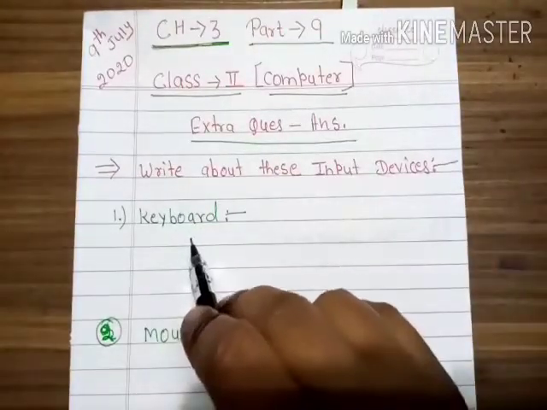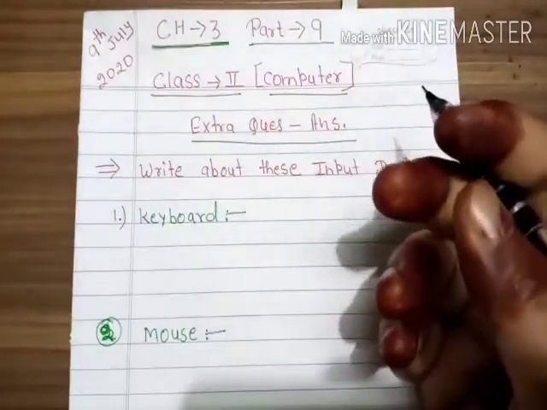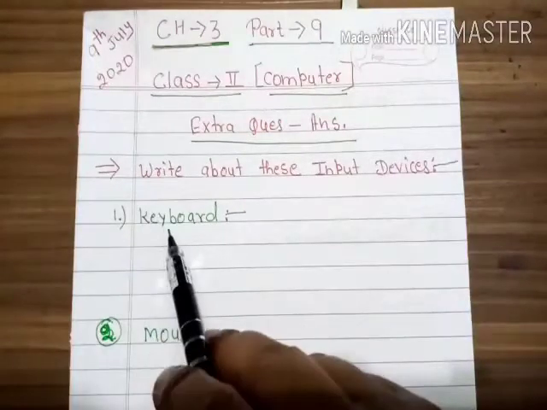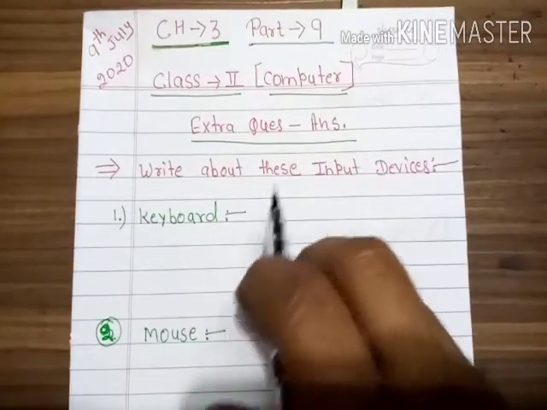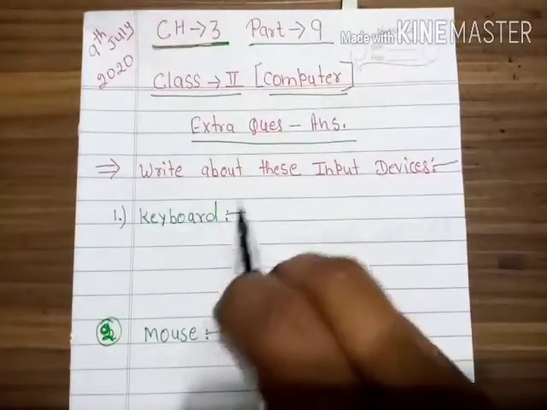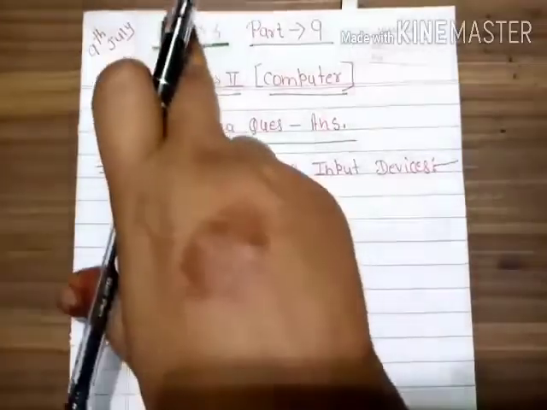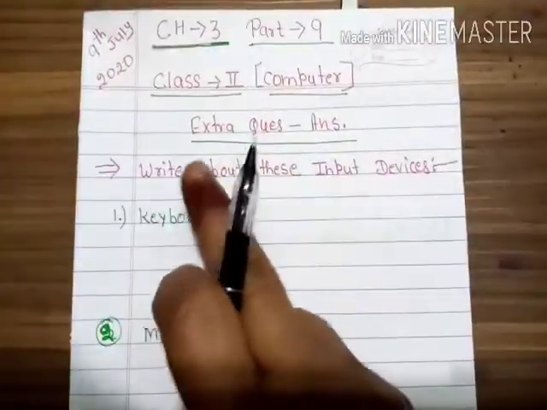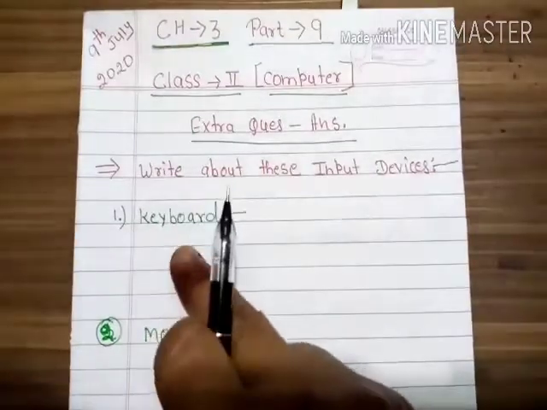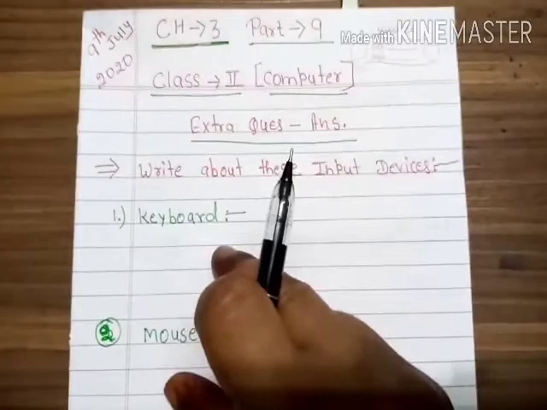So first of all, you have to write about these input devices. The first one is keyboard. All of you know that mouse and keyboard are input devices. About the keyboard I am going to start writing here. You have to write it in your computer copy. First write the question and then the answer. Number 1, it is about keyboard. What are the uses of keyboard?